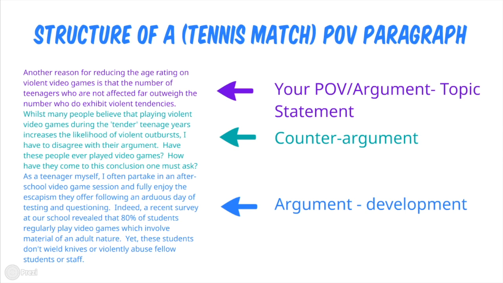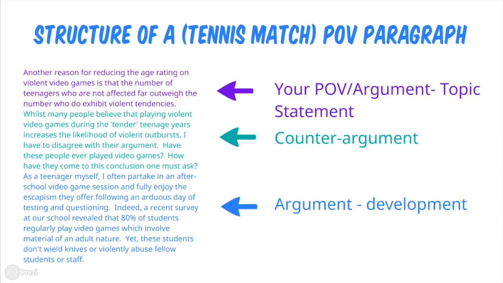Then you bat the ball across to your opposition and you mention the counter argument, okay? So you need to use a counter argument discourse marker. And here I've said, whilst many people believe that playing violent video games during the tender teenage years increases the likelihood of violent outbursts, I have to disagree with their argument, okay? So if you see, I've literally just written a sentence explaining what the counter argument is. And then I say, have these people ever played video games?